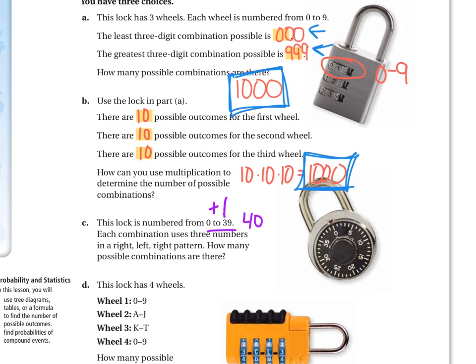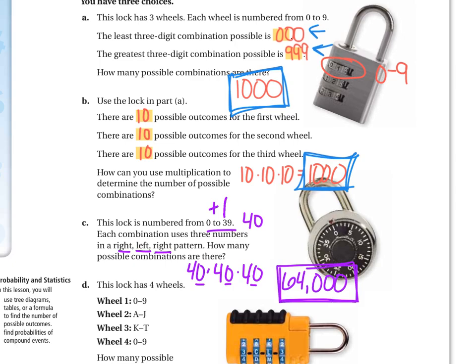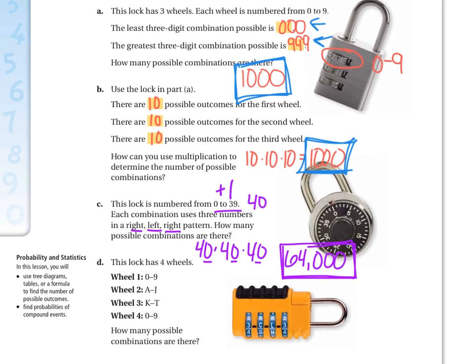So if I have to do 3 of these, because it's a left-right-left pattern, then that would be 40 times 40 times 40. Now 4 times 4 is 16, times 4 is 64. So this would make 64 followed by 3 zeros. So this lock has 64,000 different combinations. Compare that to the one up above that only had 1,000.